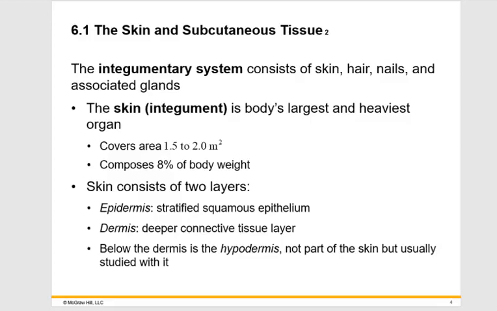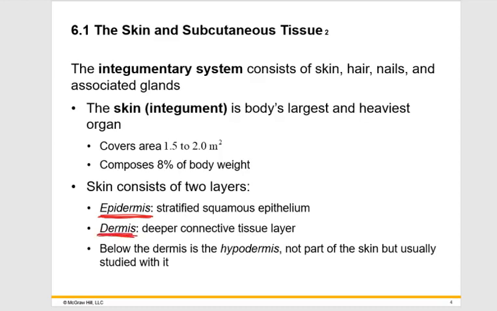This video is intended to serve as an overview of the structure of the skin. The skin is your body's largest and heaviest organ and is part of the integumentary system. As we consider the skin, we want to take a look at the structure of the epidermis, the outermost layer that is made of stratified squamous epithelium. We then want to move deeper and look at the structures of the dermis.